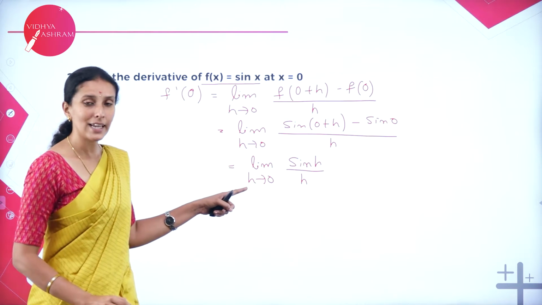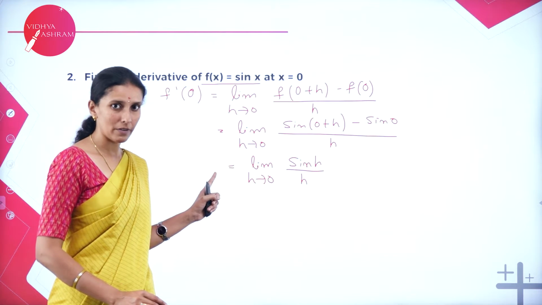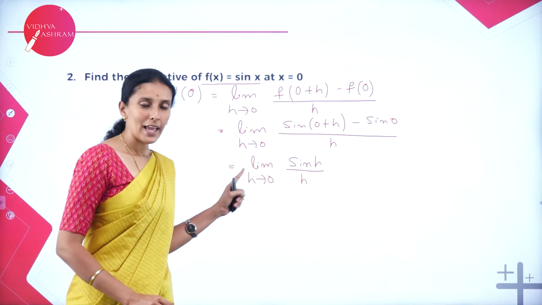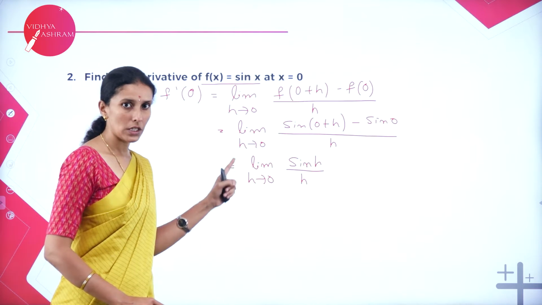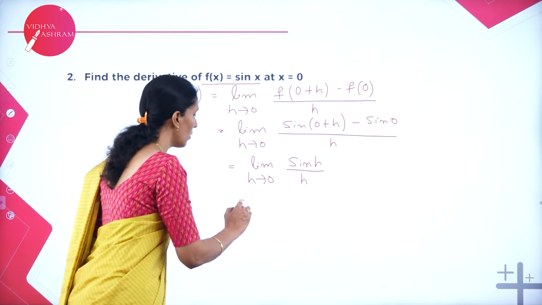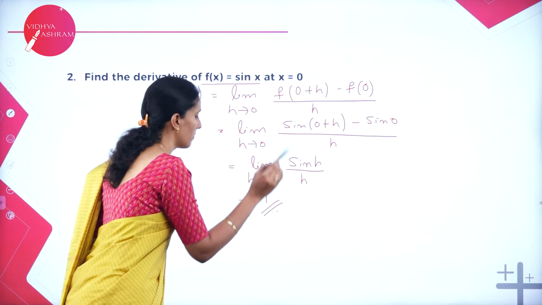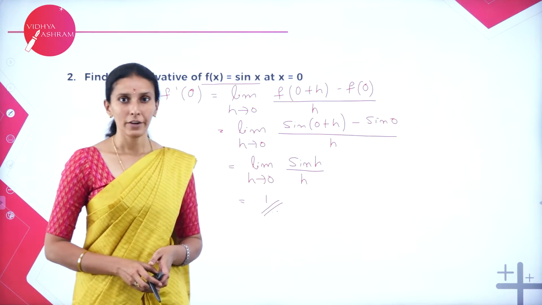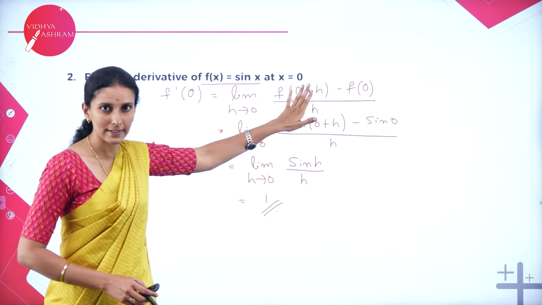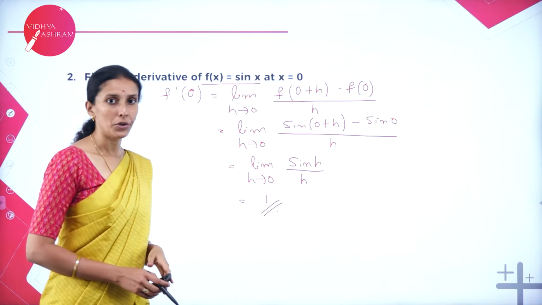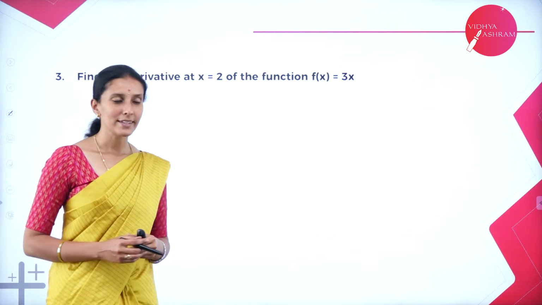So this is one of the standard forms which we have learnt in our previous session. That is limit x tends to 0 of sin x by x, whose value is equal to 1. So therefore the answer is 1. So the derivative of the function sin x at the point x is equal to 0 is equal to 1. We'll take one more example.